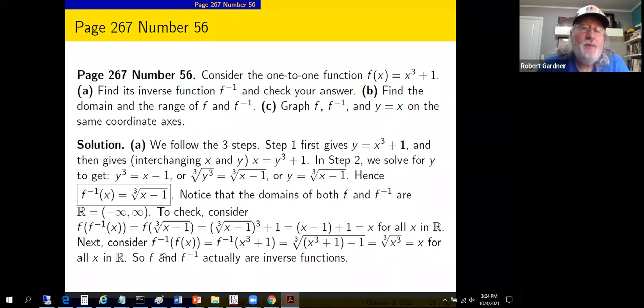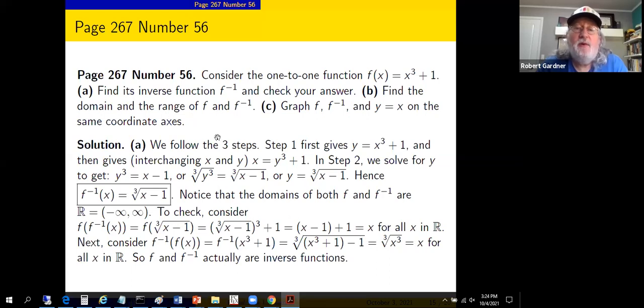In that direction, let's take f inverse of f of x. F of x is x cubed plus 1. Allegedly, f inverse is this. So we'll take the cube root of the input, minus 1. Do the subtraction. That leaves us with a cube root of x cubed, which is x, also valid for all x, a real number. So these actually are inverses of each other.